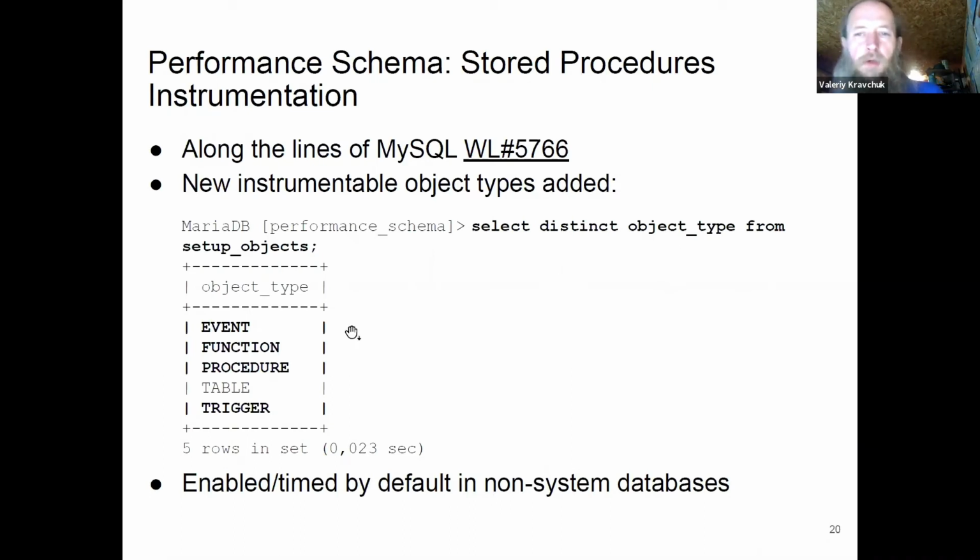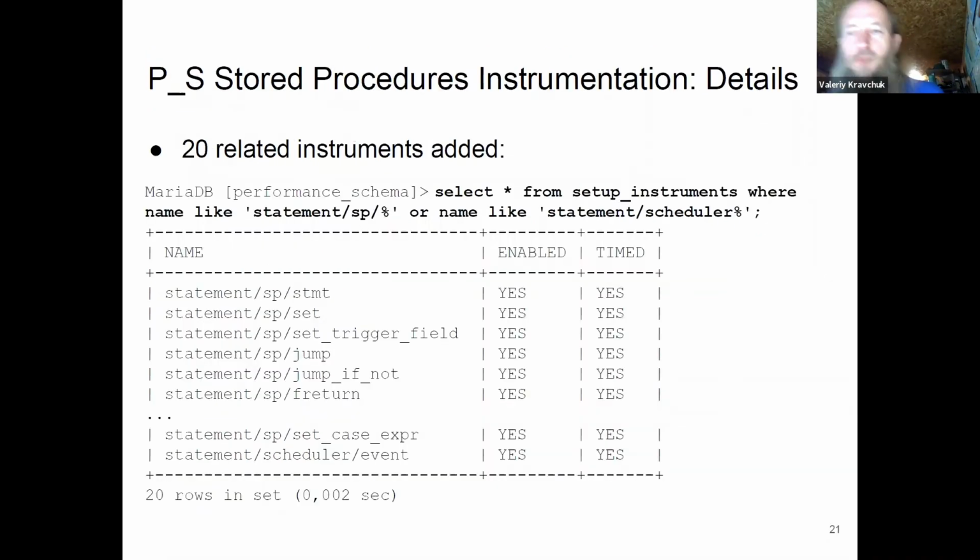To summarize, unlike all the previous versions, we have 4 additional object types in performance schema. Previously, we had only table. Now we have also procedures, triggers, functions, and events from the event scheduler. All these new objects are enabled for all non-system databases, so everywhere besides the mysql, performance_schema, and information_schema databases. So you do not need to do anything special.